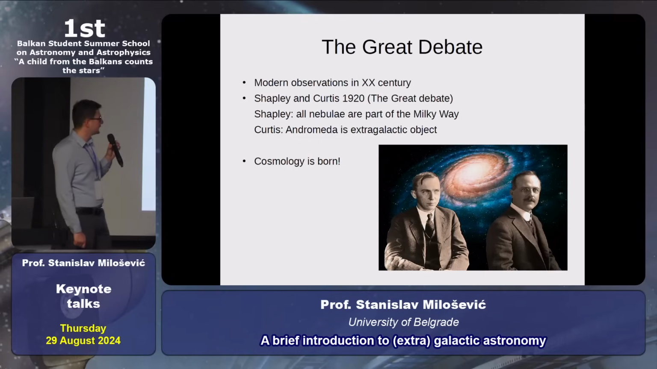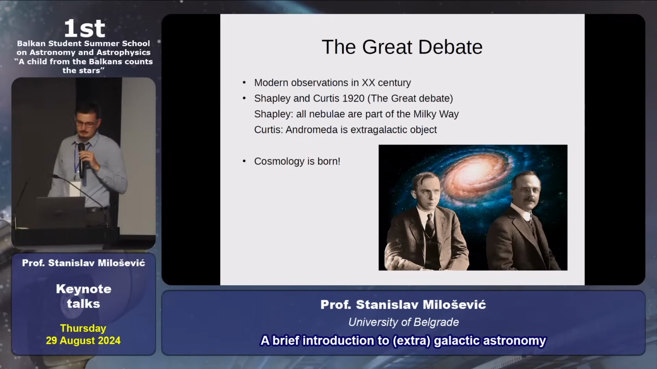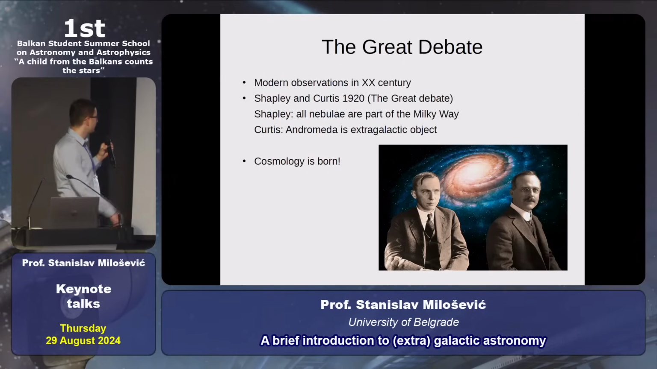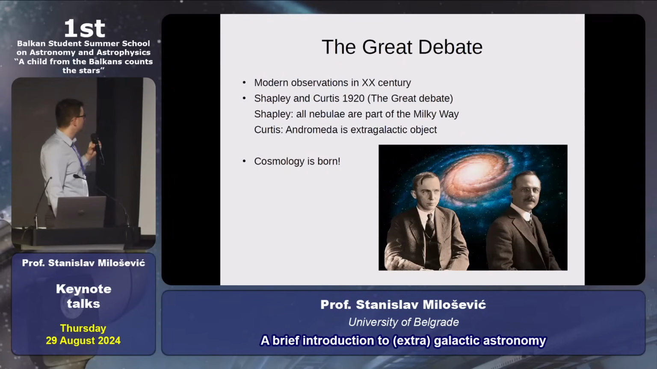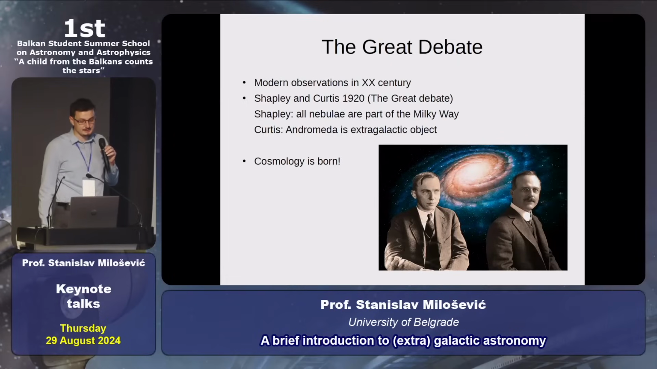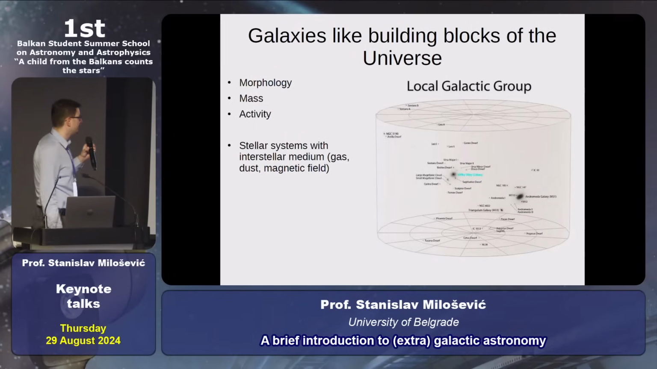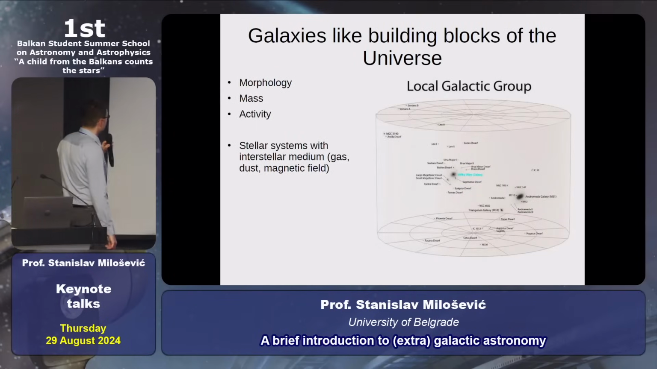So after that, we actually knew that we have many different galaxies, and Andromeda is, fun fact, more massive and a little bit larger than the Milky Way, and it's the most massive galaxy in the Local Group, in our, let's say, galactic neighborhood.